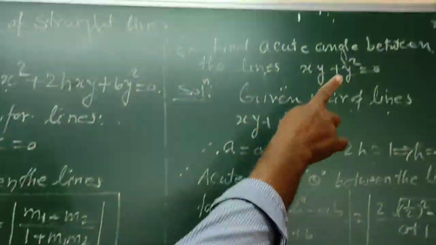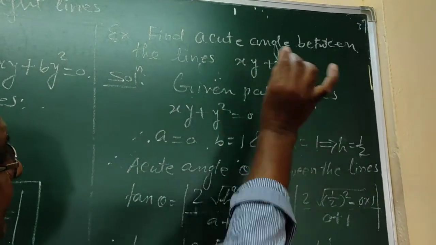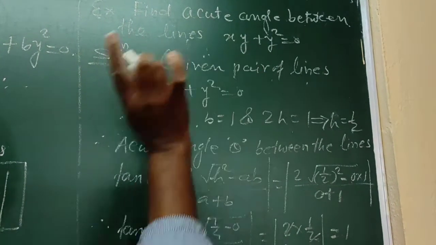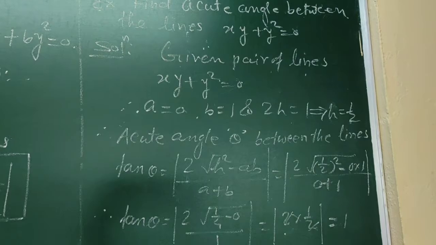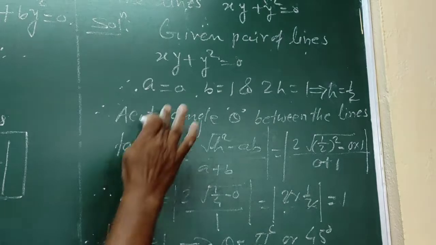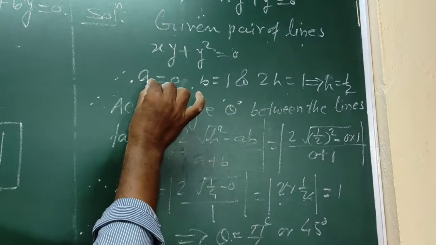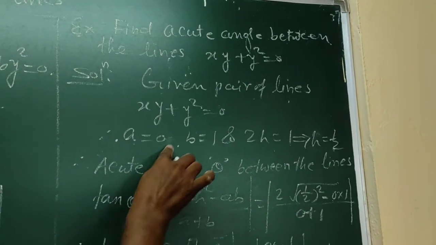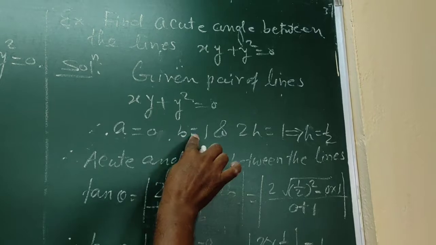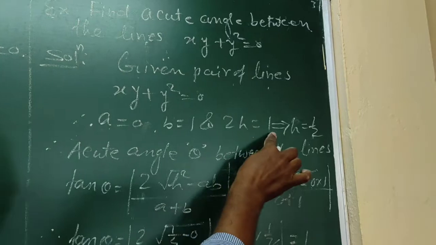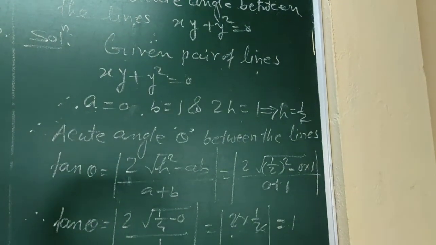Then we come to the next problem here. Find the acute angle between the lines xy plus y square is equal to 0. Here again this represents a pair of lines, but it is not in the proper form. So, given the pair of lines xy plus y square is equal to 0, again comparing with the general equation, as the term in x square is absent, you will get a is equal to 0. This is the y square coefficient, that is b is equal to 1, and here the xy coefficient twice h is equal to 1, this implies h is equal to 1 by 2.